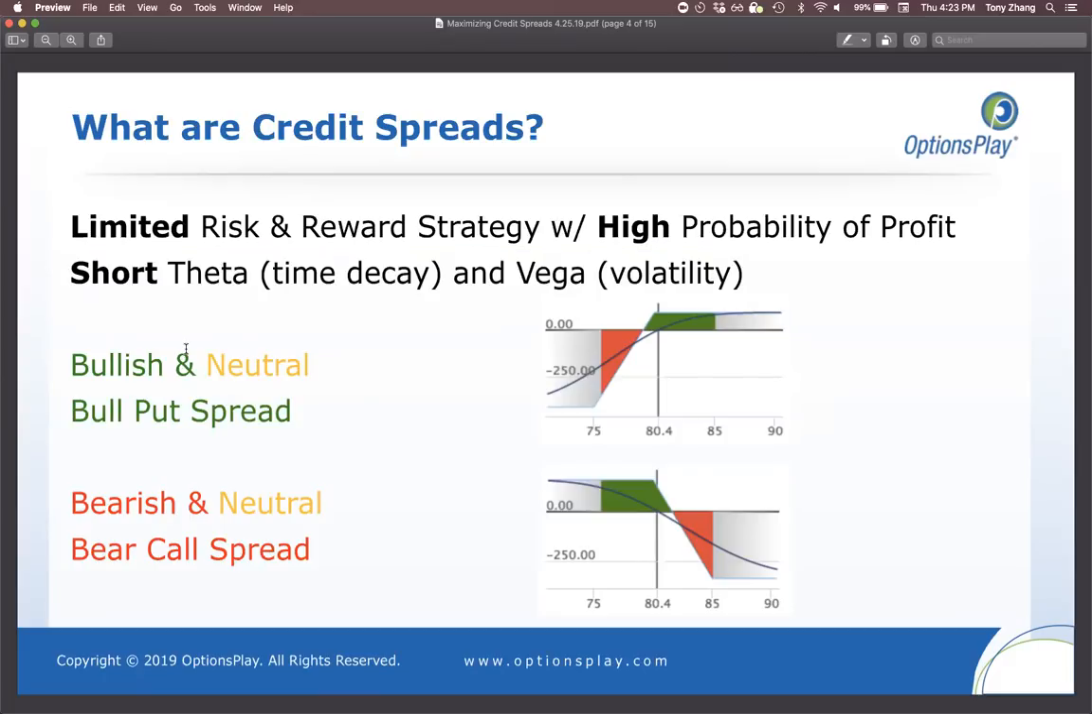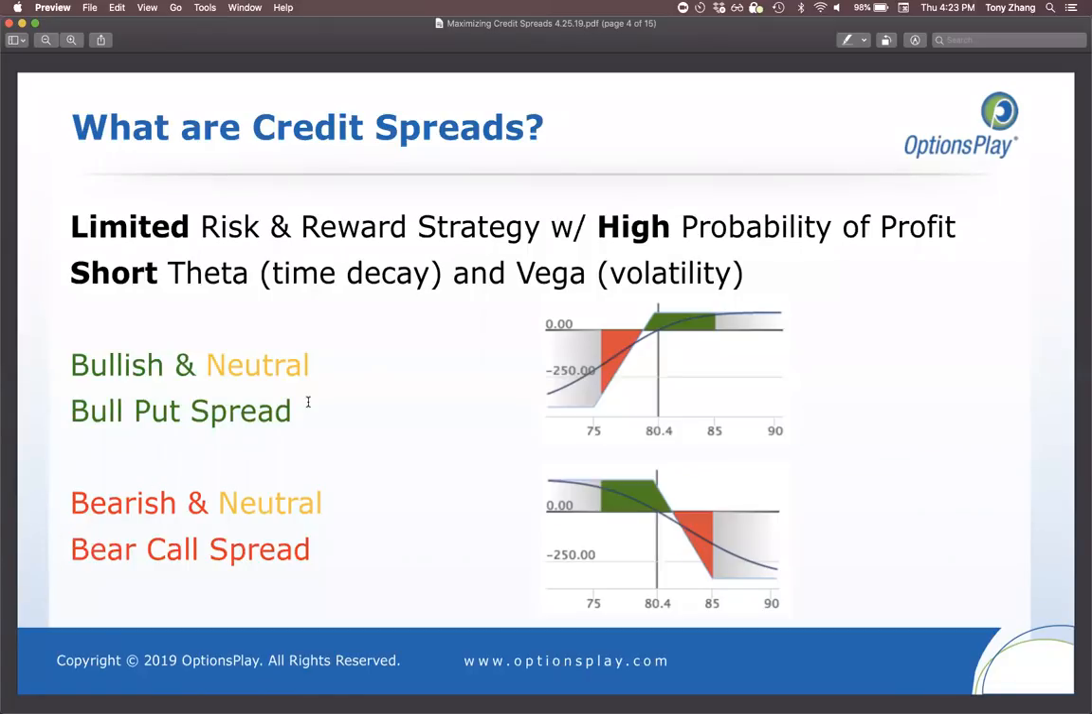So there are effectively two different credit spreads that you can trade. One is when you have a bullish or neutral view on an underlying stock or ETF. This is what we call a bull put spread or a short put spread. And then if you have a bearish or neutral view on a stock, you can sell a bear call spread or a short call spread.